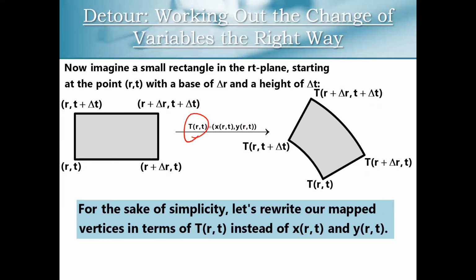All you have to remember, though, is this T of r comma t plus delta t, that's some point x comma y in XY space. And that's true for all of these. These are each just some point in XY space, some ordered pair. So try not to have it be too abstract in your brain. Each of those vertices that we've mapped into XY space are just an ordered pair in XY space.